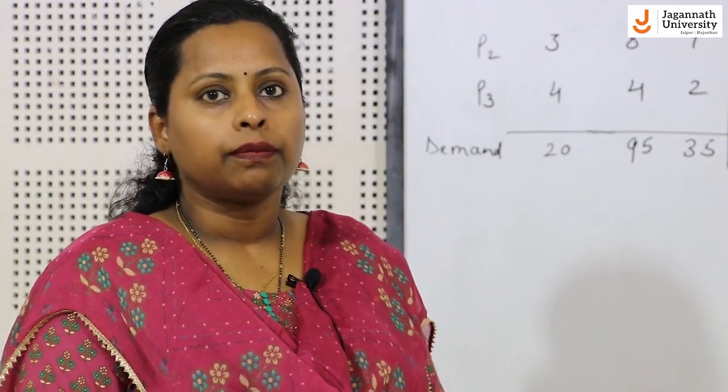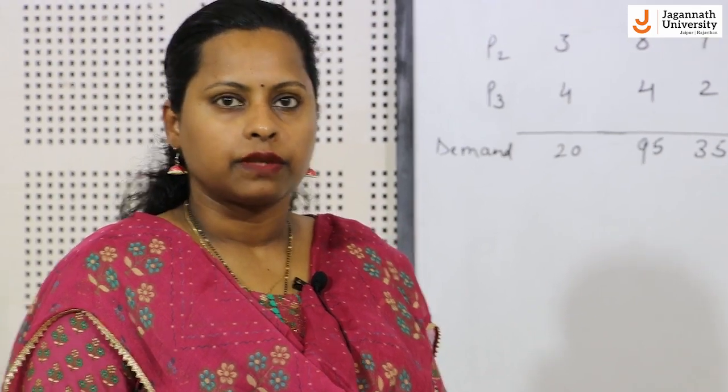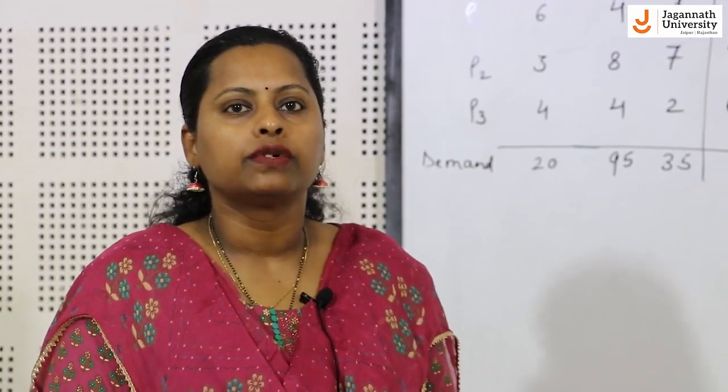So there are three methods to deal with the transportation problems. The first one is NWCR, that is northwest corner rule. The second one is LCM method, that is least cost method, and the third one is VAM, that is Vogel's approximation method, or it is also known as the penalty method. So first we will understand the problem, then we will solve the question first by the NWCR, that is northwest corner rule.